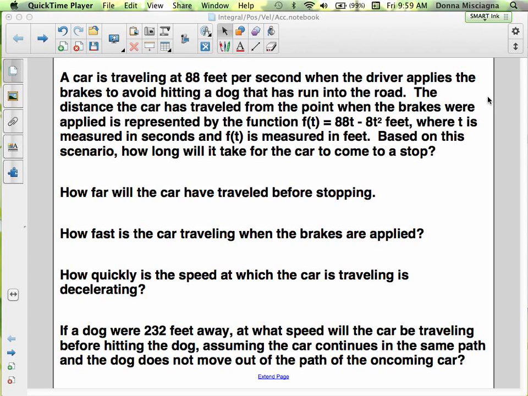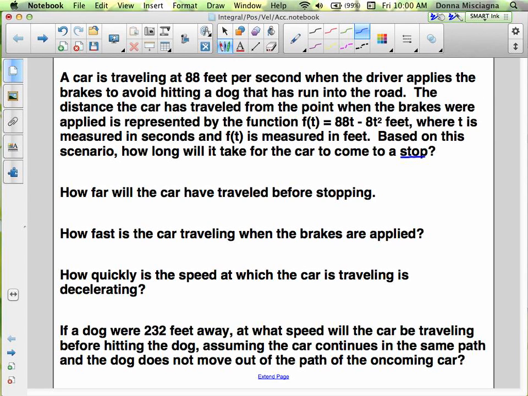Welcome to part one of position, velocity, acceleration, and accumulated change. So here we have a problem. A car is traveling at 88 feet per second when the driver applies the brakes to avoid hitting a dog that has run into the road. The distance the car has traveled from the point when the brakes were applied is represented by the function f of t equals 88t minus 8t squared feet, where t is measured in seconds and f of t is measured in feet. Based on this scenario, how long will it take the car to come to a stop?